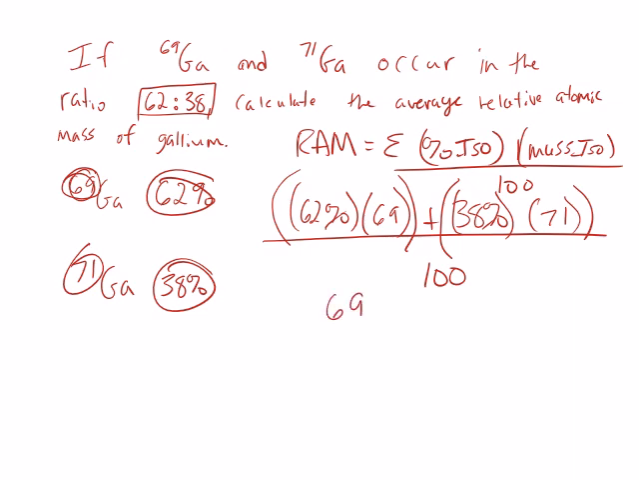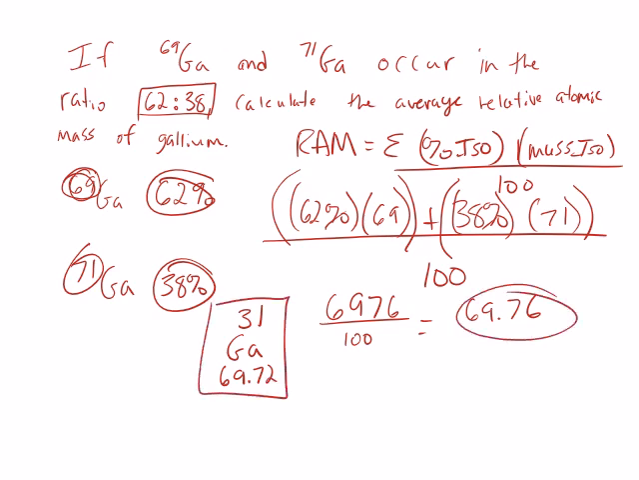After typing this into your calculator, you should have got 6,906 divided by 100, and that will give us 69.76. If you were to find gallium on the periodic table, it is number 31, gallium, and its mass is roughly 69.72. We notice that what we got and what's on the periodic table is not exact, but it is indeed very close, and this would be all that you have to do.